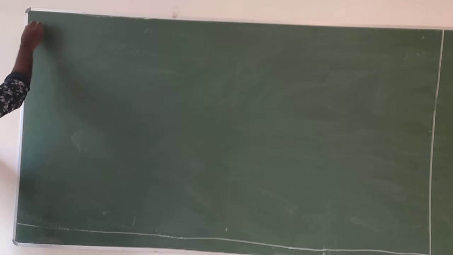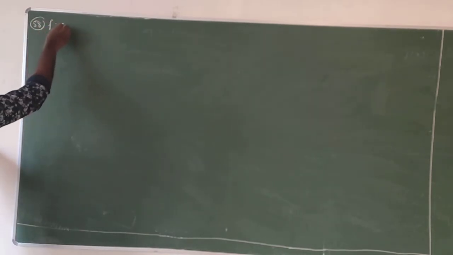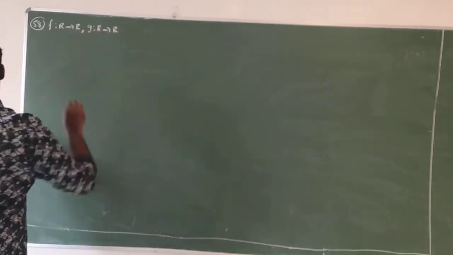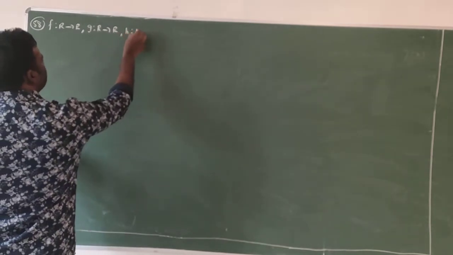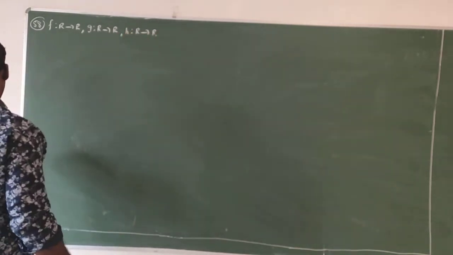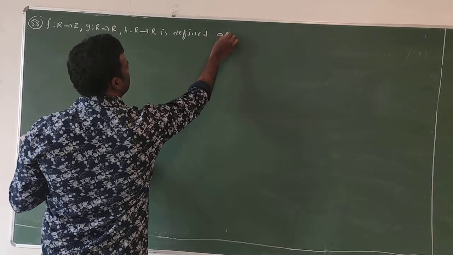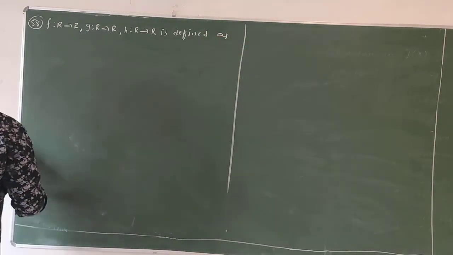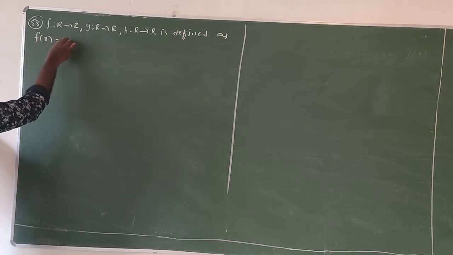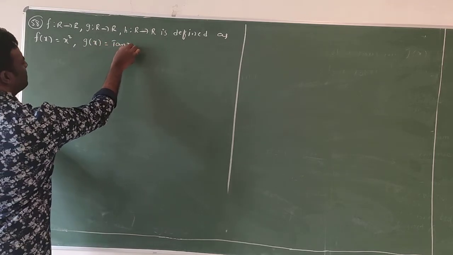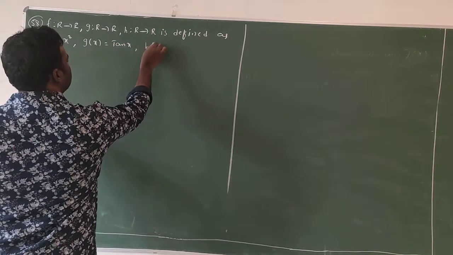Next, fifty-eighth question. f maps R to R, g maps R to R, h maps R to R is defined as f of x is equal to x square, g of x equals to tan x, h of x equals to log x.